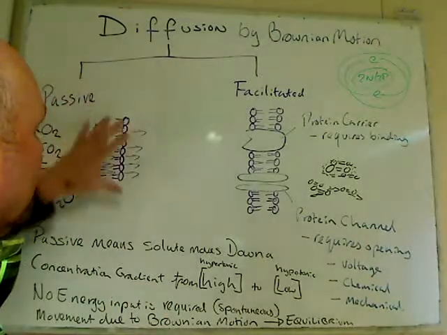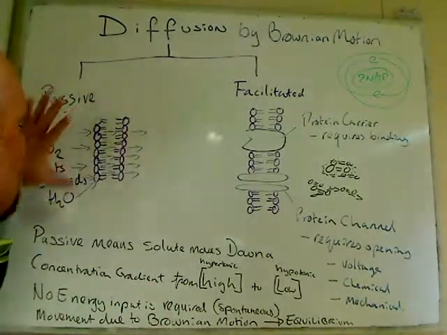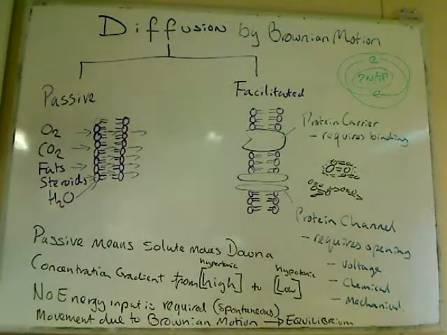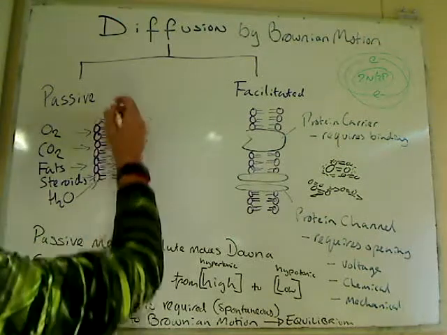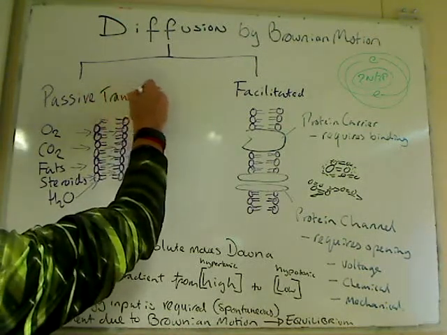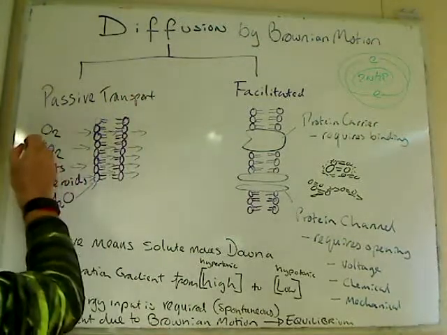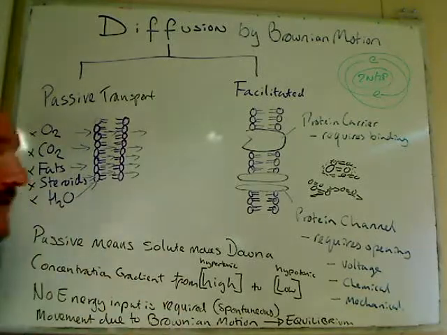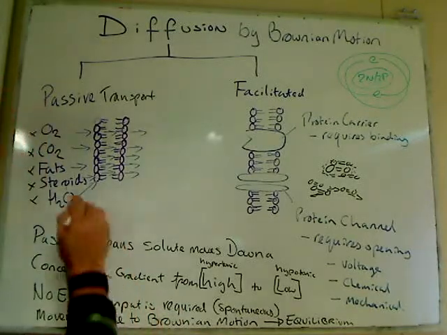So the membrane acts kind of like that bridge. I've drawn on the board here passive transport, and I've drawn a bilayer cell membrane. Let's put transport in there. And I've put a list of things here that we covered already and say that they can go in.